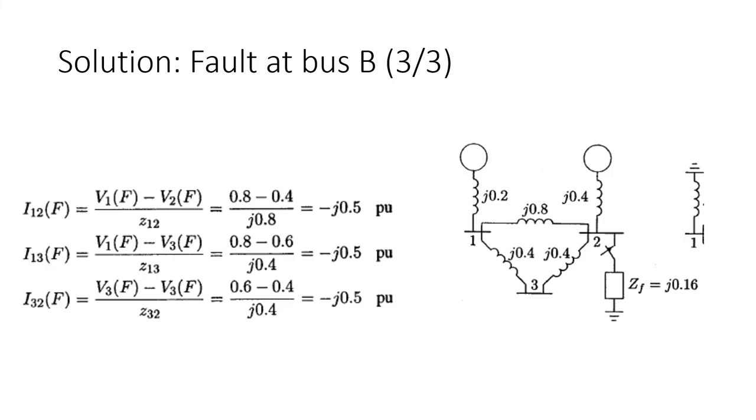So that's how we follow the same kind of analysis. Once you know V1, V2, V3, you could also find the line current, the current flowing through these lines during the fault. Okay, I think this is quite clear to you, right?